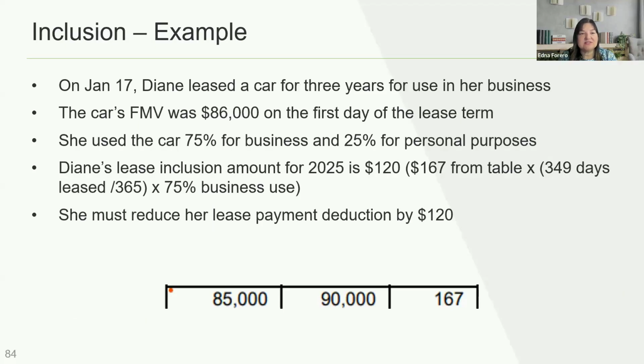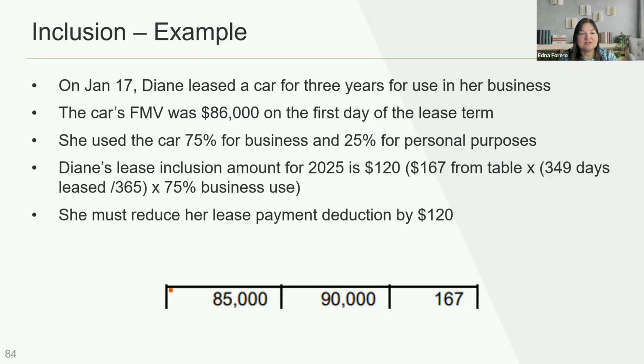On January 17th, you might see that Diane has leased a vehicle for 3 years for use in her business. The fair market value of the vehicle was $86,000 the first day of the lease term. So that is higher than that $62,200, excuse me. She's used the car 75% for business and 25% for personal purposes.